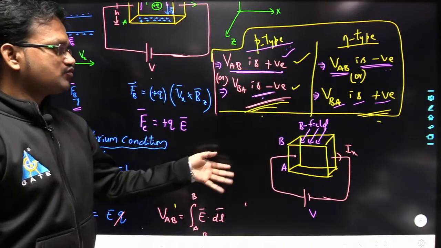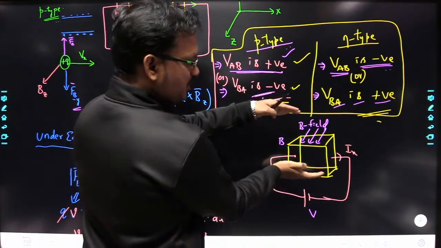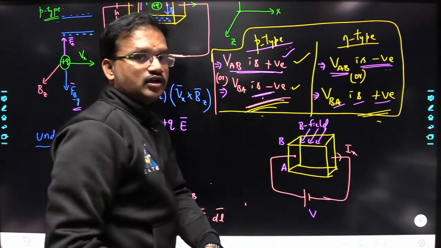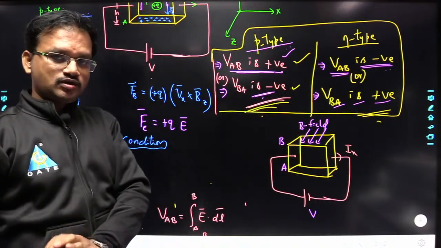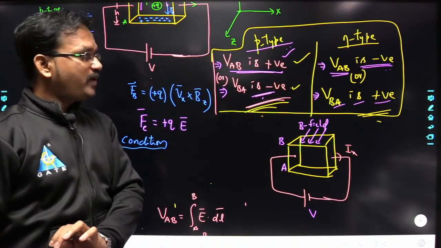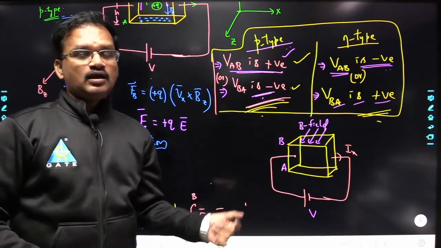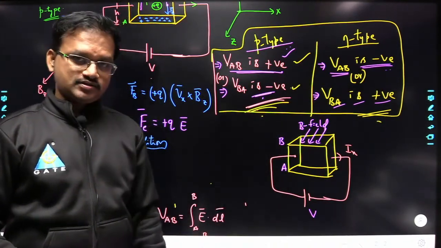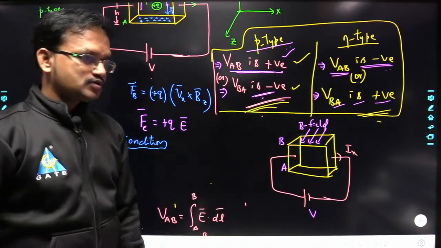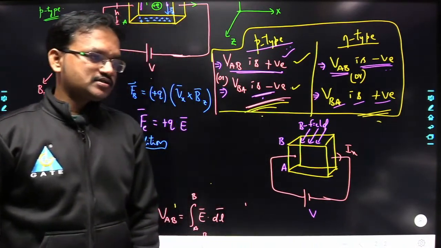This voltage that is induced between A and B, we call it the Hall voltage. So based upon the Hall voltage, we can tell which type of semiconductor it is. I hope all these things are crystal clear here.